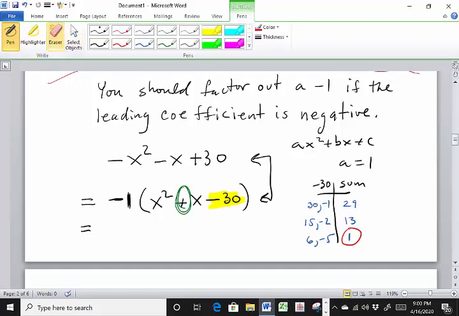So now our result is going to be -1 times our two binomials. Well, usually you don't put that -1 there. Just put the negative sign, or the opposite sign like that, right? And then this will be x plus 6, and then x subtract 5. Okay? And where I'm getting those values from is right here. Okay?